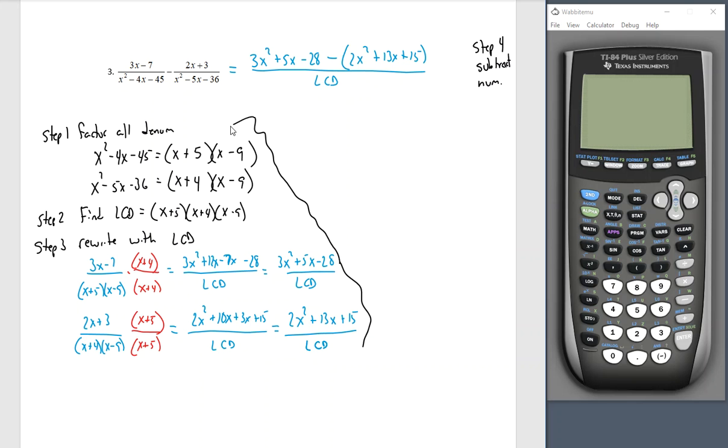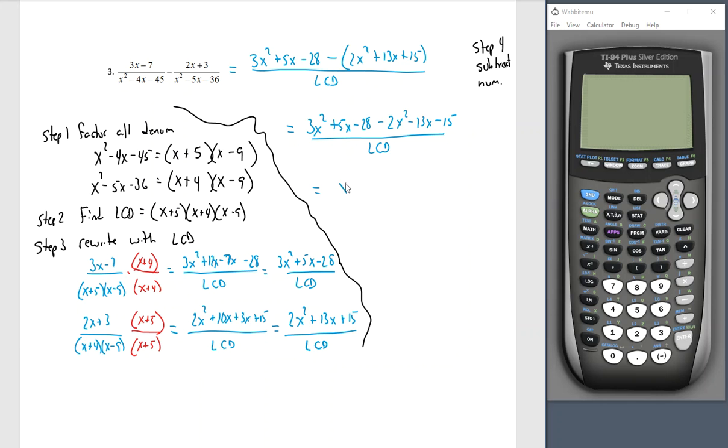So we're going to subtract our numerators. All right, so this is 3x squared plus 5x minus 28 minus 2x squared minus 13x minus 15. You'll notice that I actually took the time to distribute that negative first. Now I'm going to combine. Why is that? It's so easy by the time you get to this 15 to forget that negative. So I like to actually write down this step so I don't forget, so I can pay attention just to the negative. Now I can pay attention to just combining.